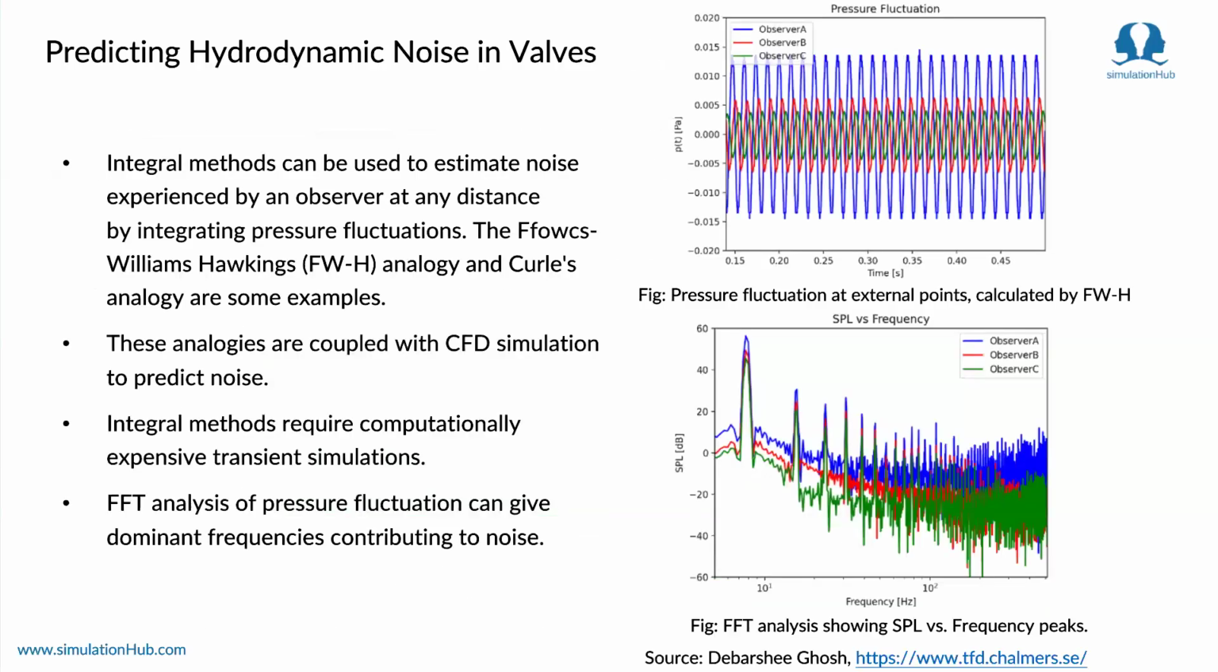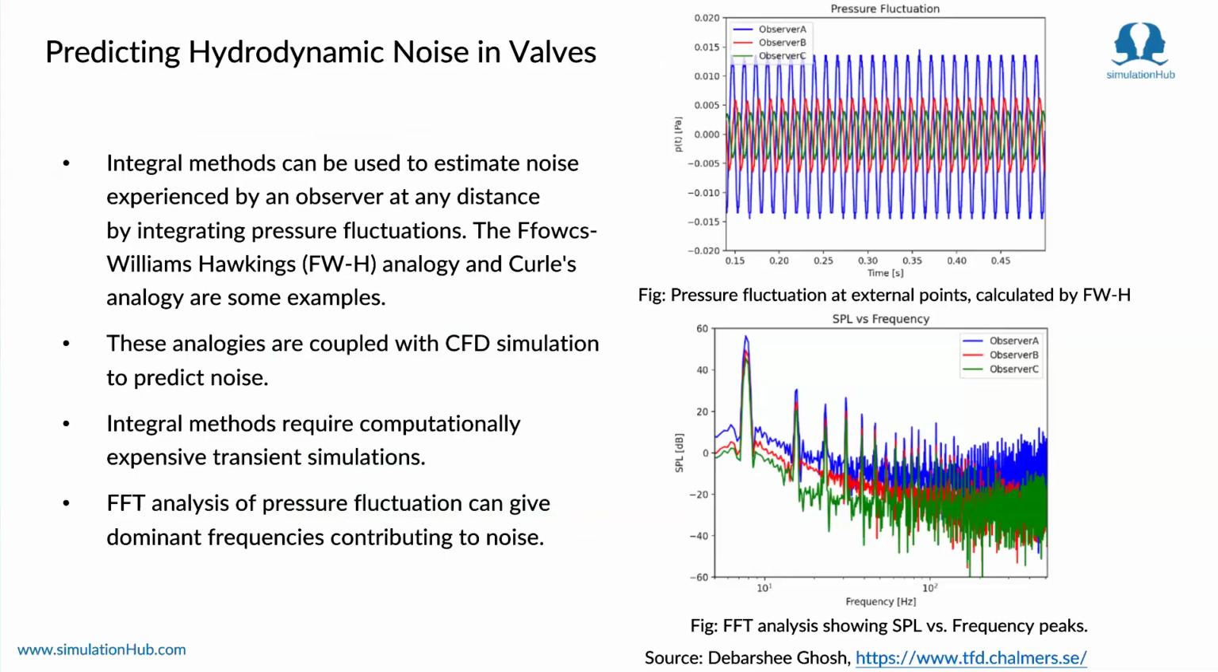Then there are the integral methods. One of the most popular methods is the FWH method and Curle's analogy. In this, it's a compromise on the computational resources. It's a sort of simplification from the CAA method.